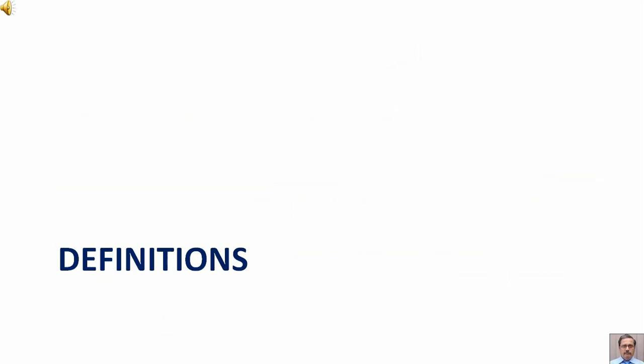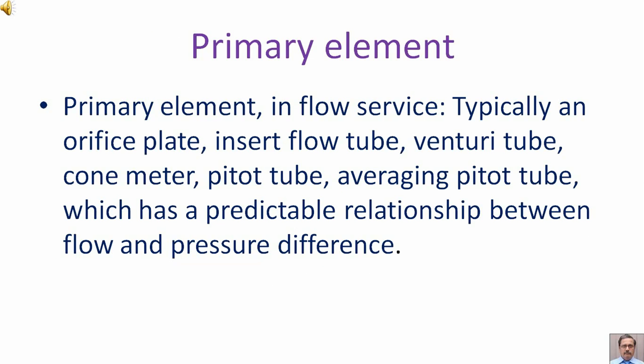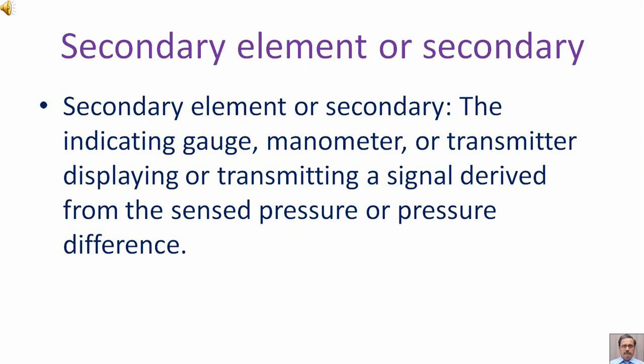Definitions. Primary element in flow service. Typically an orifice plate, insert flow tube, venturi tube, cone meter, pitot tube, averaging pitot tube, which has a predictable relationship between flow and pressure difference.